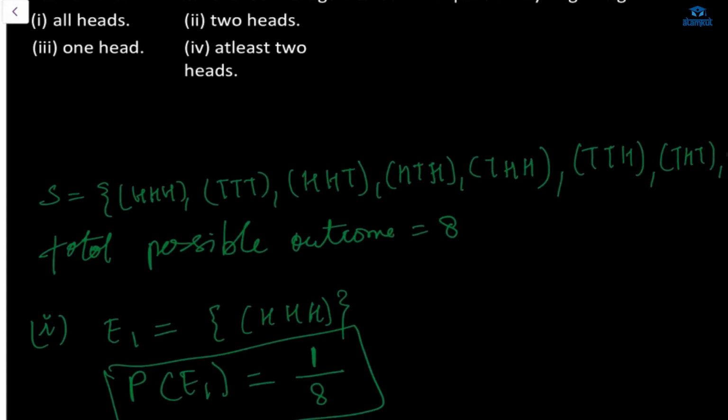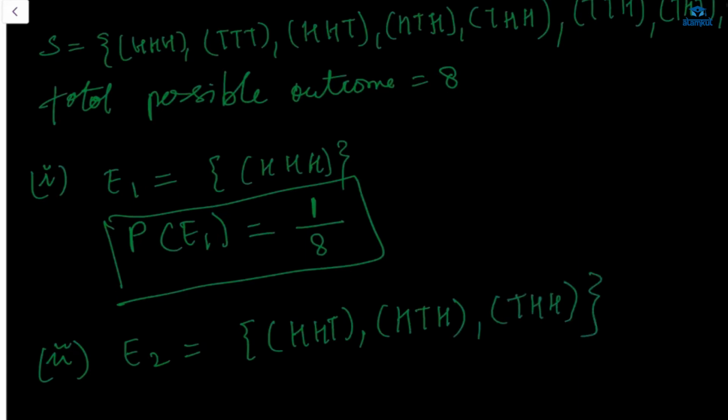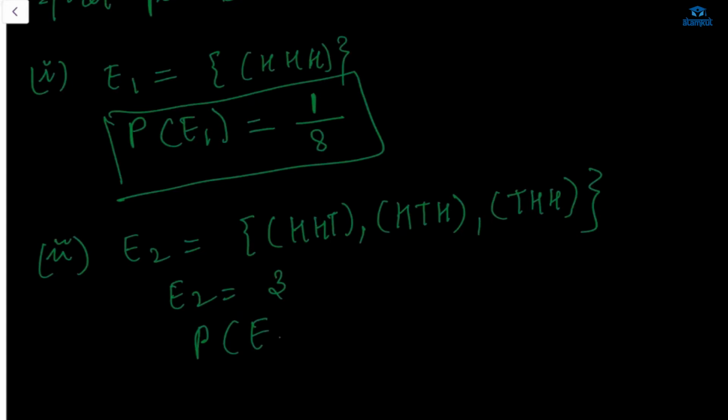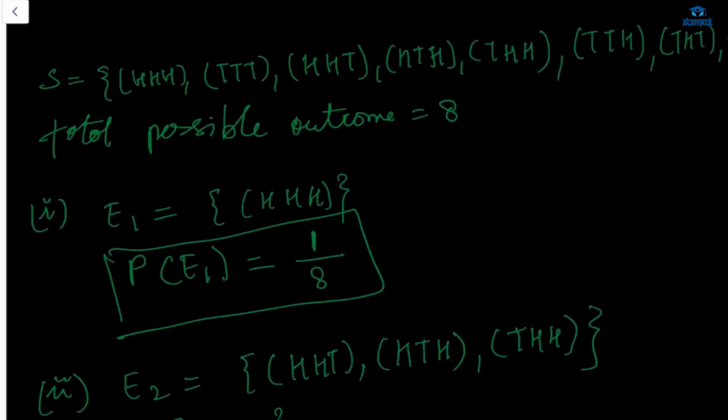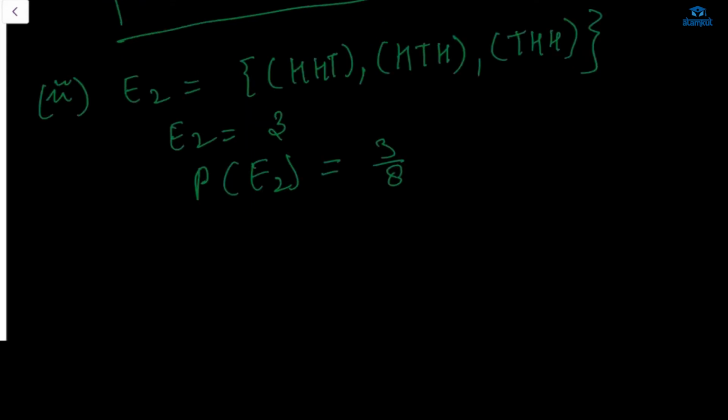Now similarly, if you see the second one, 2 heads. If I'm representing it as E2, here E2 value can be 3. E2 means the number of favorable outcomes. The number of favorable outcomes can be 3. So P(E2), the probability of getting 2 heads, will be 3 by 8. Okay. Understood? Safiya, any doubt in this probability? Understood this? Yes.